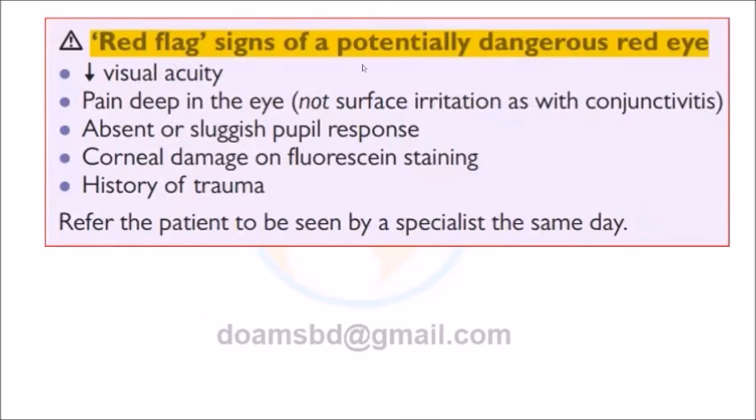Now come to the red flags, the dangerous situations in the red eye. That means we need to manage the patient immediately and refer to the specialist. These are the red flags. Who will read the red flags, Dr. Hind? Please, it is important to read. Red flag signs of a potentially dangerous red eye: decreased visual acuity, deep pain in the eye, not surface irritation as with conjunctivitis, absent or sluggish pupil response, corneal damage or fluorescein staining, history of trauma.